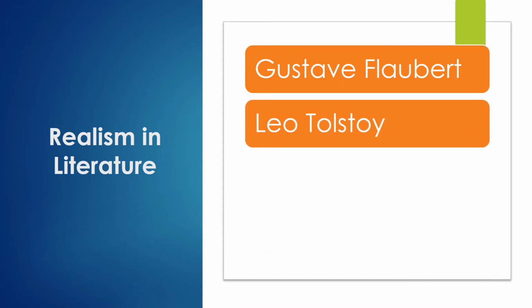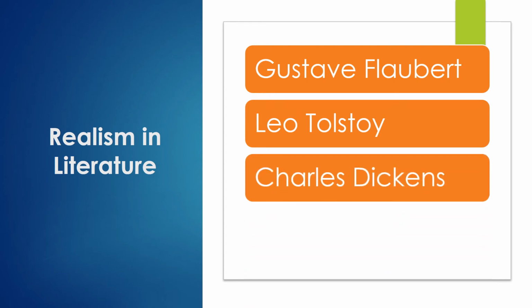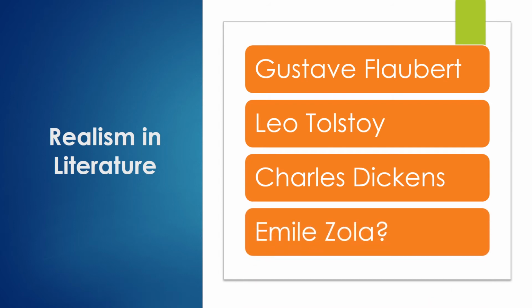Leo Tolstoy, who wrote War and Peace. Charles Dickens' works, to me, are the most reflective of this period. And finally, many would call Zola a realist. The textbook does not call him a realist, but if you were to put him in the realist category, those of you who read German novels, that would actually be fine.